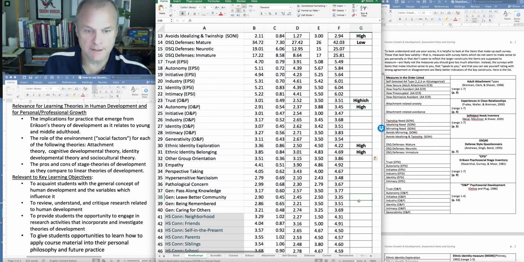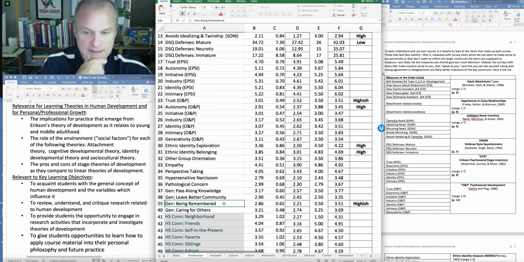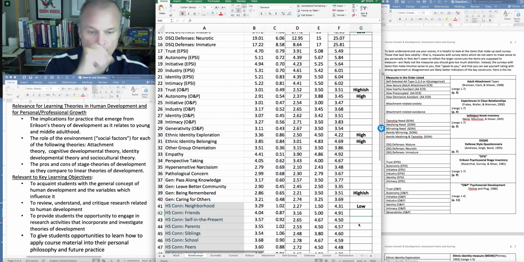Measures, looking for the high ones. Ooh, that's high-ish. That's so close. I've got to put high-ish there. And that's for one of the generativity scales. So you get what I'm doing here, and you go down and find where you are low and where you're high. So this is now in the retrospective scales.